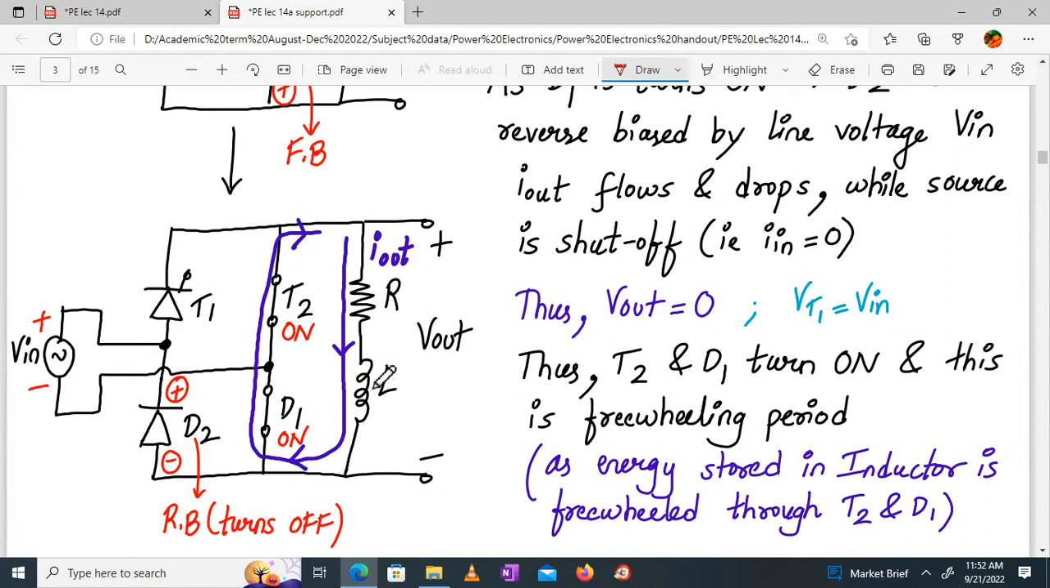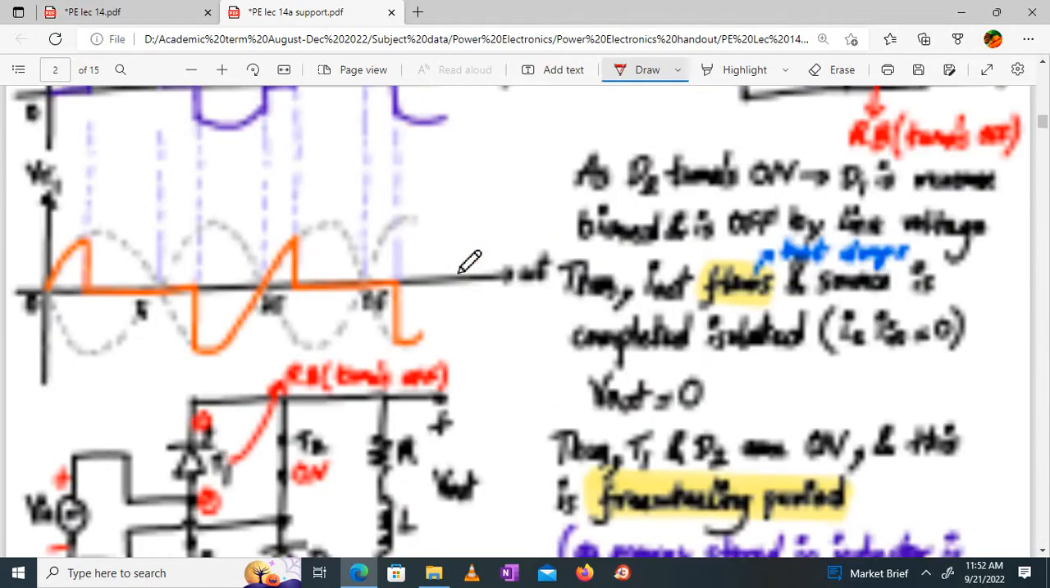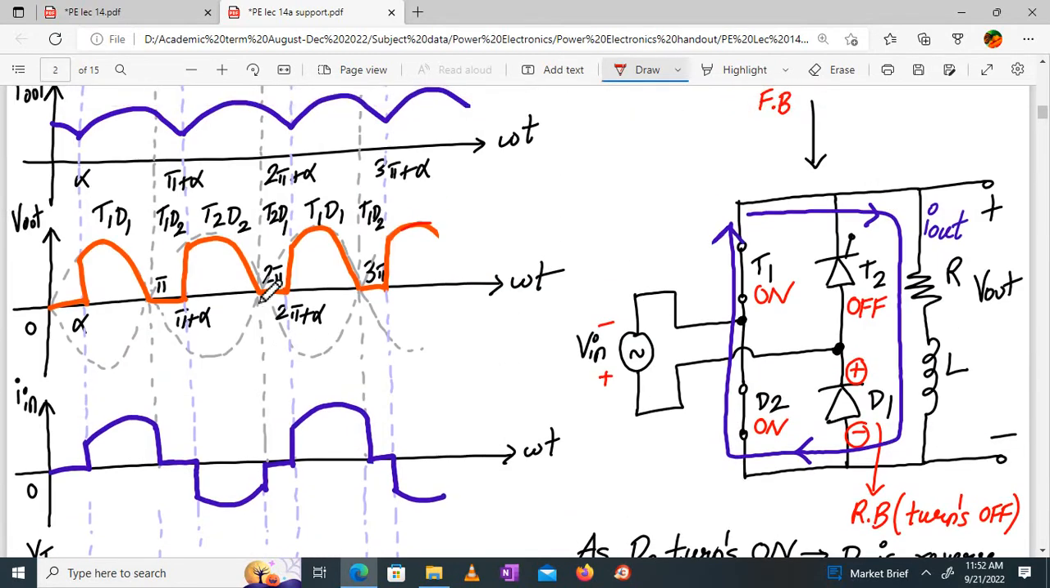So now what will be the output voltage? Zero, because a short circuit has happened, look. The short circuit is coming in parallel with the load. So hence the output voltage is zero during the freewheeling period. Look at this. Output voltage is zero from 2 pi to 2 pi plus alpha. And then again the cycle will repeat.